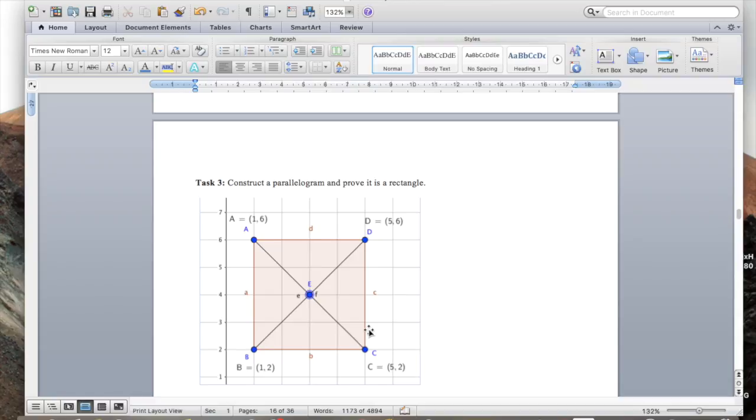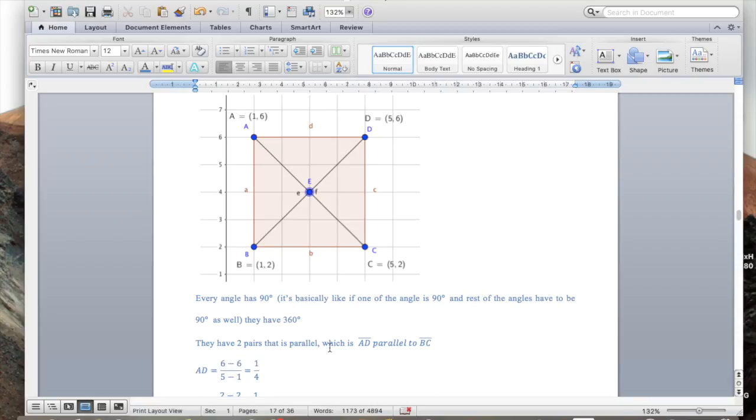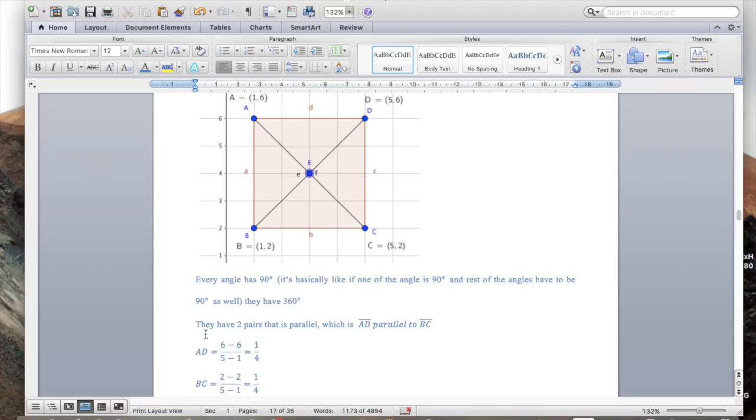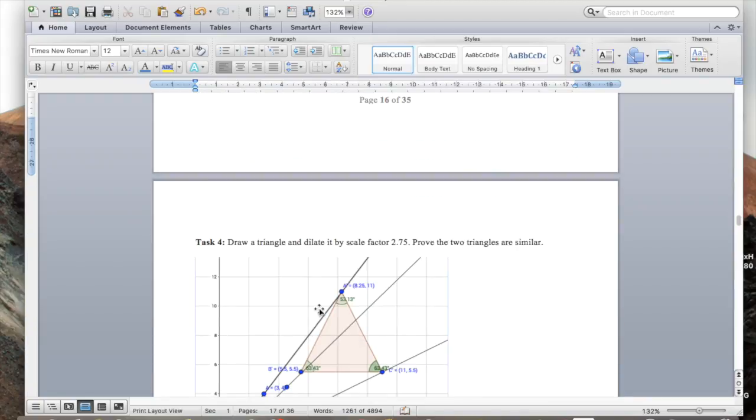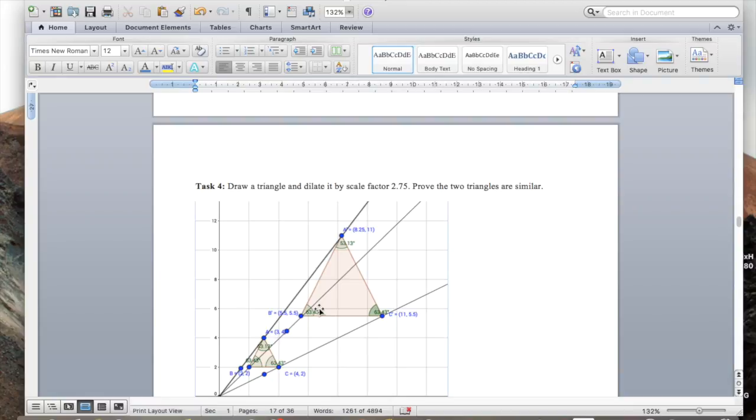And this is for task 3. We need to draw a picture of a parallelogram and prove it's a rectangle. So we put this on GeoGebra, and use the slope formula to know whether they're parallel. And this is for task 4.